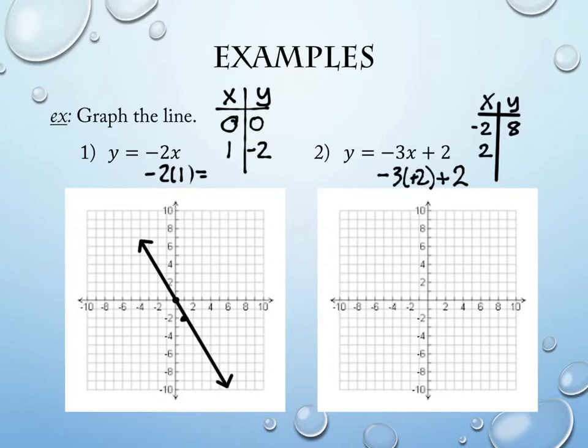So instead I've got a positive 2 here. So negative 3 times positive 2 is negative 6. And negative 6 plus 2 is negative 4. So maybe you pick these 2 points. If you want to put x equals 0 and x equals 1, more power to you. You get to pick. So negative 2, 8 is one of my ordered pairs. So that's right here. And 2, negative 4 is my other one, and that's right there.